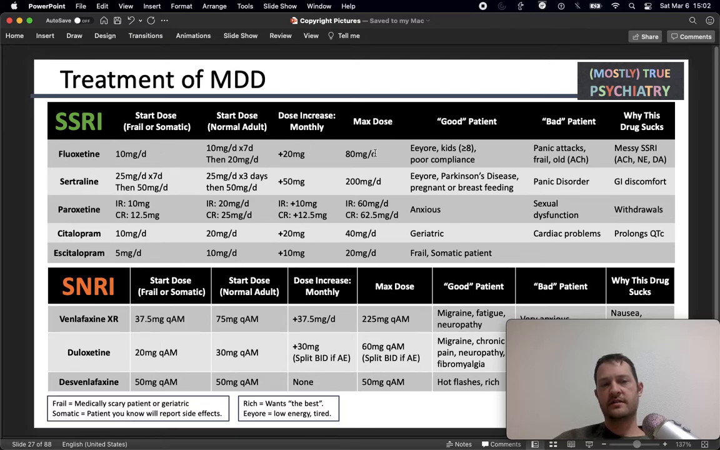Floccitine and Sertraline are the 2 drugs that are supposed to be good for Eeyore, that Winnie the Pooh character where he's low energy, he's tired, he's anhedonic, that person. So it's supposed to be stimulating. That's basically the argument. So Floccitine's good for those. It's good for kids 8 and older and also for people with poor compliance. It's good for kids 8 and older because that's the FDA approval.